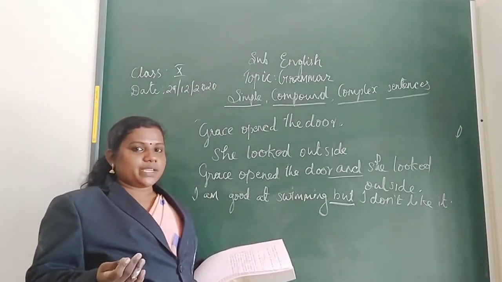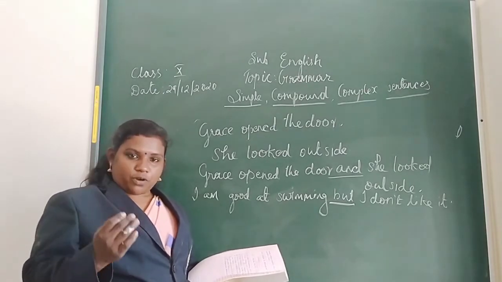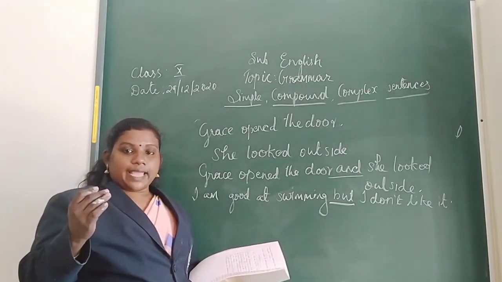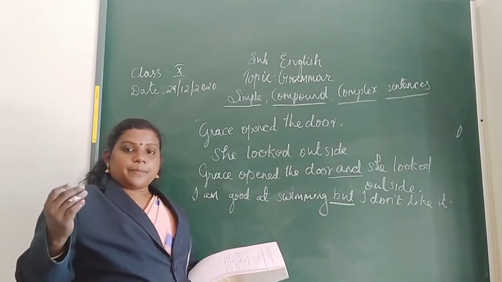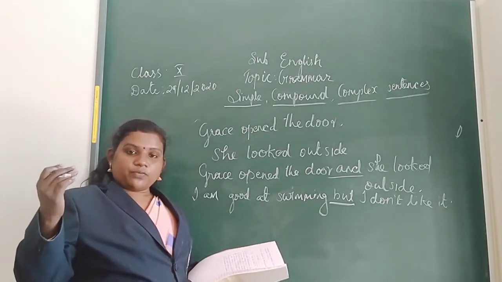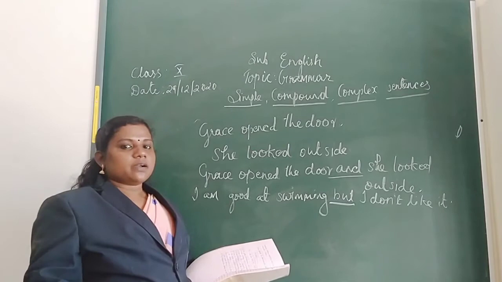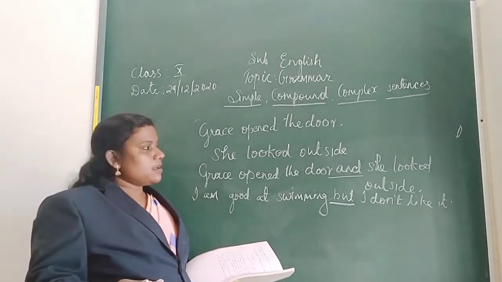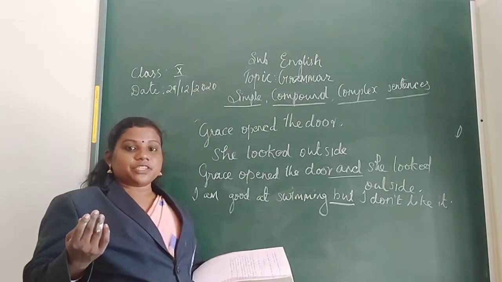So which are the coordinate conjunctions? FANBOYS. Okay, FANBOYS. F for "for", A for "and", N for "nor", B for "but", O for "or", Y for "yet", S for "so". Like that. A few more coordinate conjunctions are also there, but these are the main coordinate conjunctions. So keep it in mind.